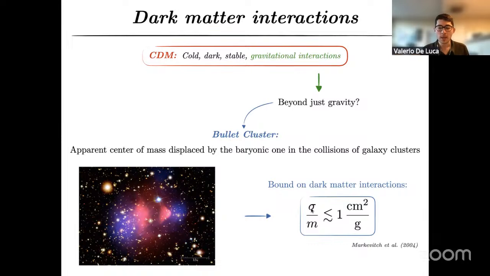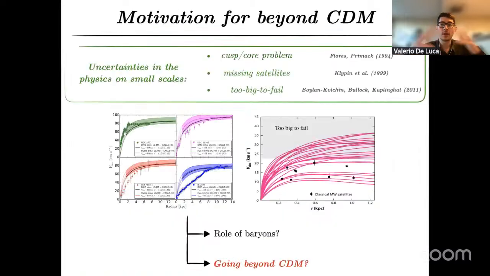Now, while cold dark matter performs very well on large scales, when you go to smaller scales, such as the scale of galaxies, there are more uncertainties in the physics. Over many years, people have identified various problems, some of which are now resolved. This includes, for example, the cusp-core problem, missing satellites, too big to fail, and so on. It is still unclear for some of these problems what the role of baryons is in helping cold dark matter address these discrepancies. But I believe it is still worthwhile to go beyond cold dark matter to see if there are other models which may perform slightly better on smaller scales.